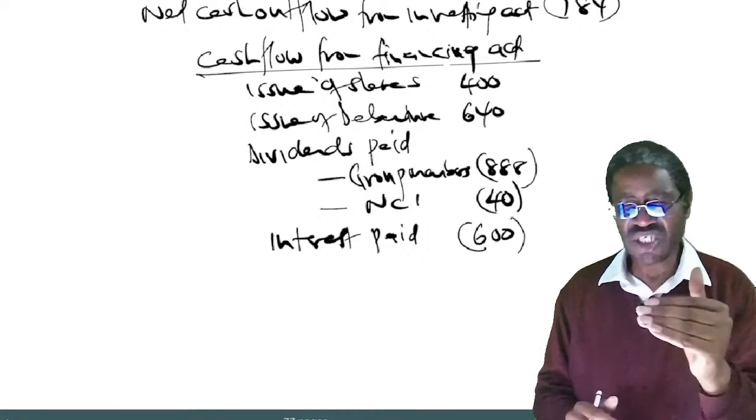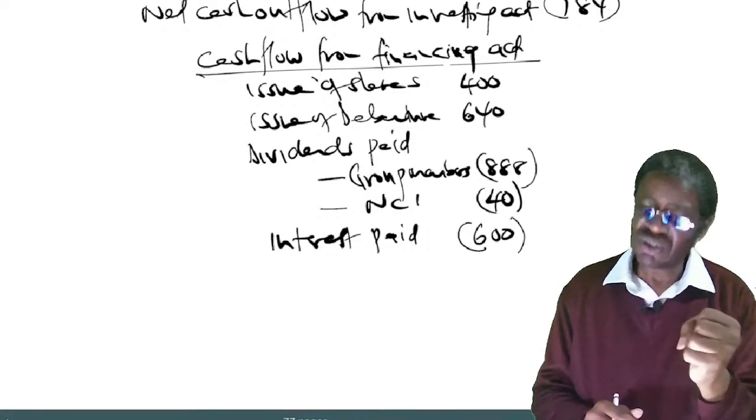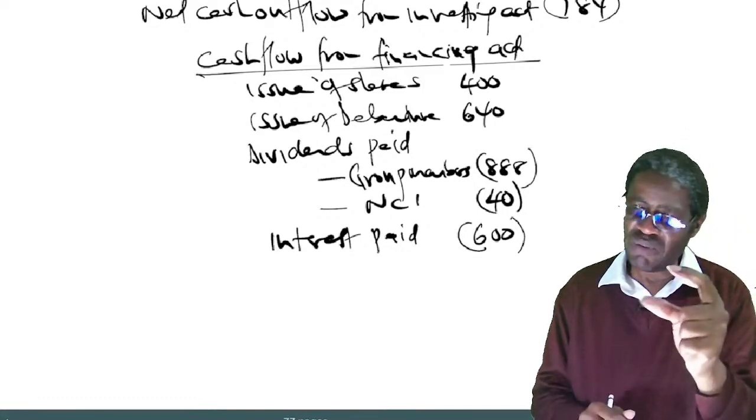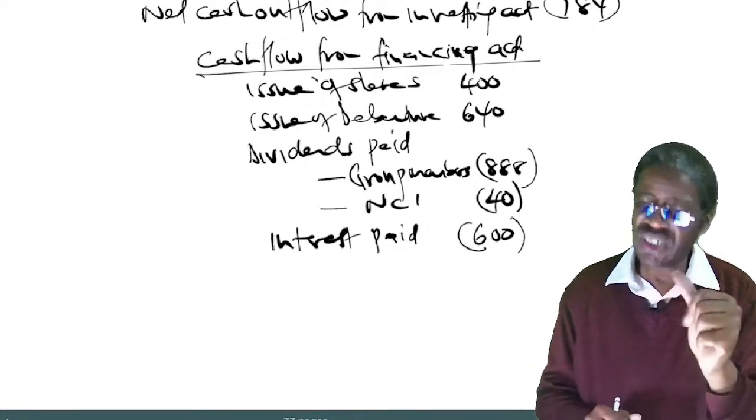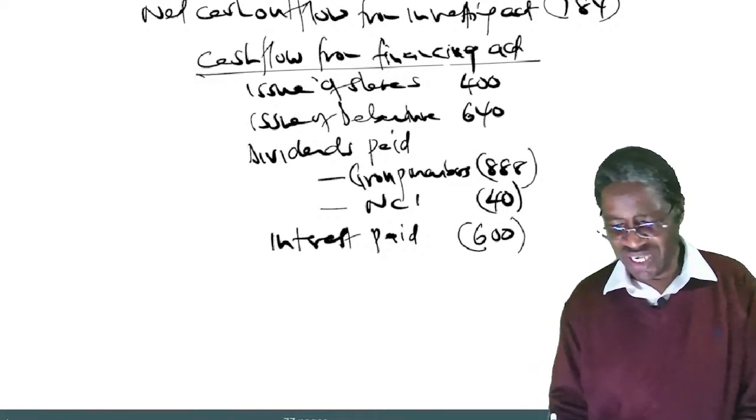The returns: shareholders, I pay them dividends. In a group company question, you pay dividends to group members and also to the non-controlling shareholders. Then you pay the interest. Good. So let's get the net now.